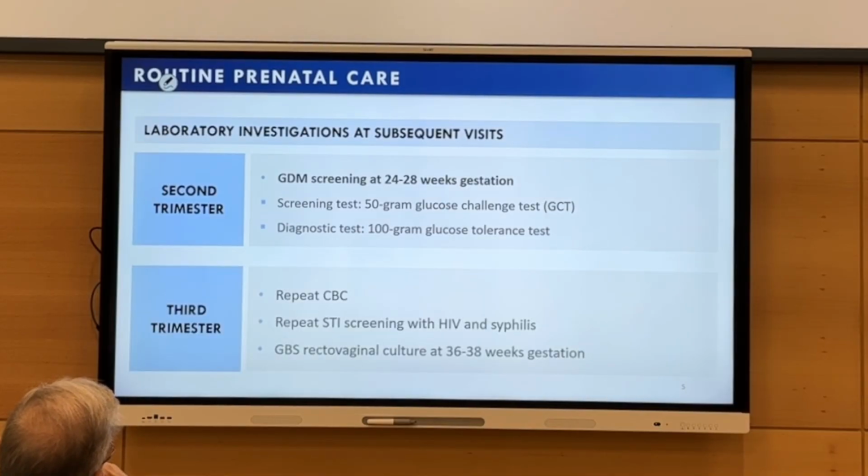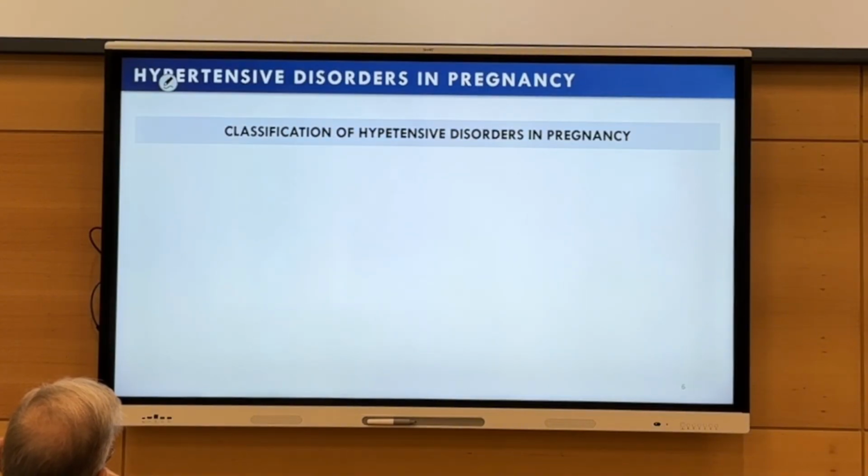Now in third trimester, we repeat CBC, repeat STI, and GBS rectovaginal culture. How do we classify the hypertensive disorders? So we have first chronic hypertension, and this is hypertension that was prior to pregnancy. And then we have gestational hypertension. So this is hypertension with onset, I believe, after 20 weeks of pregnancy.